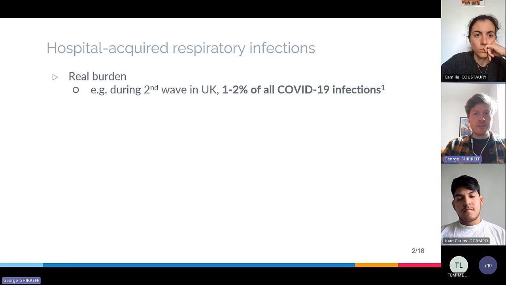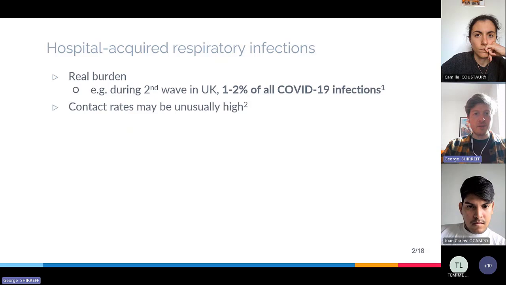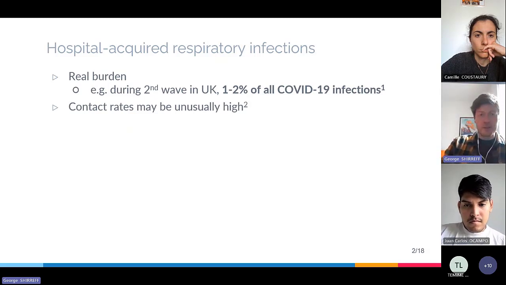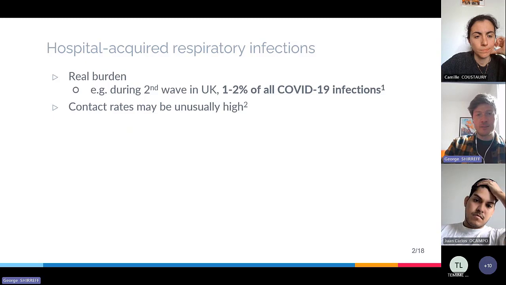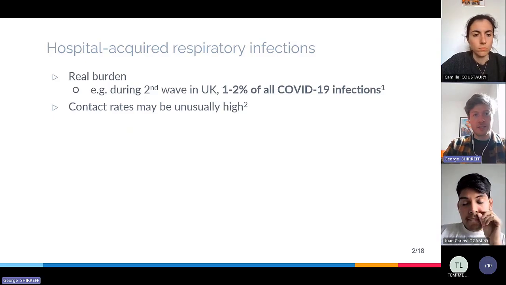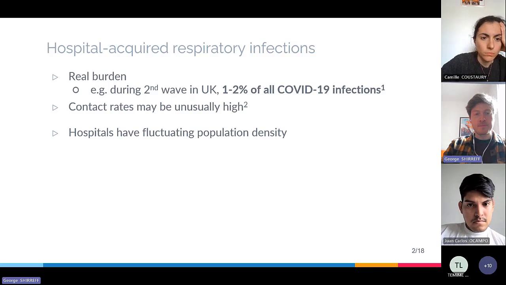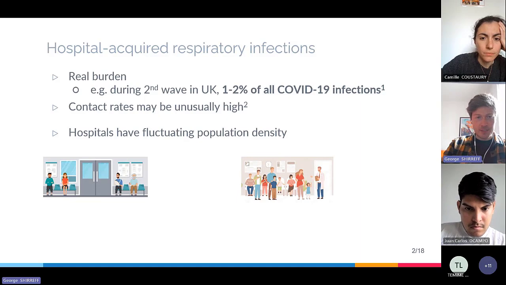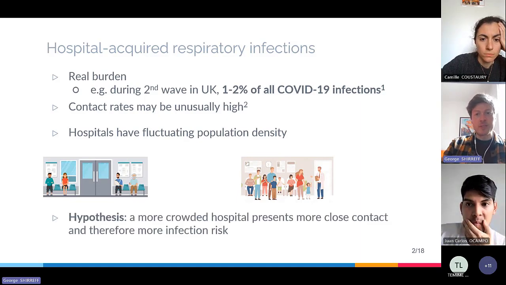So 1 to 2% of all COVID infections were estimated to be hospital-acquired in the second wave in the UK. The contact rates within hospitals might be unusually high based on what we know about the contact patterns in general. And then the point that I'm going to get into mostly here is that hospitals might have fluctuating population density. And it's a reasonable assumption that a more crowded hospital will present more close contacts and therefore a greater risk of hospital-acquired infections that spread by close contact.